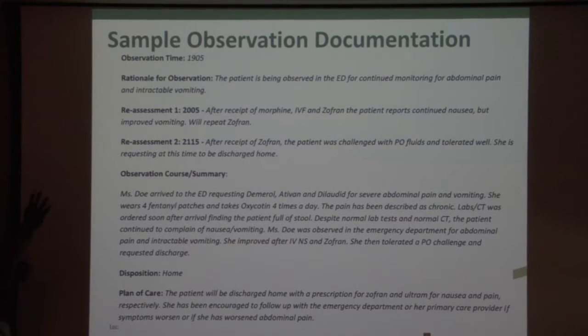So the patient is being observed in the ED for abdominal pain and intractable vomiting. You can see they received some analgesics and antiemetics. They're improved. They were reassessed an hour later, given PO fluids, which they tolerated, and we were discharging that patient home. As you can see, that's a 2-hour and 10-minute turnaround. But actually, that's what we're doing.